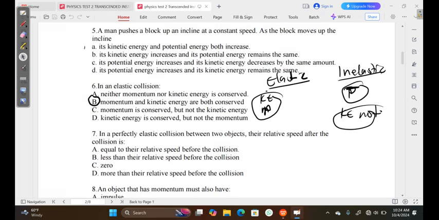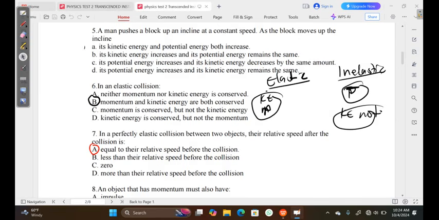We go to question 7. Question 7 is saying, in a perfectly elastic collision between two objects, their relative speed after collision is... This question is the same as question 1, where we said they are going to be equal to their relative speed before collision. So for this one, we said A is the correct answer.